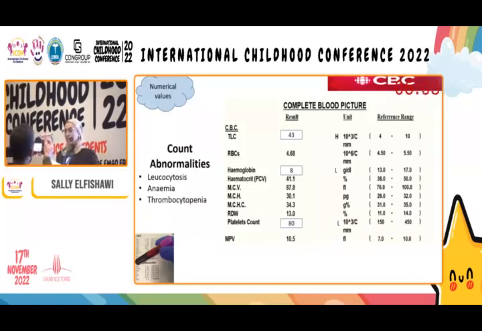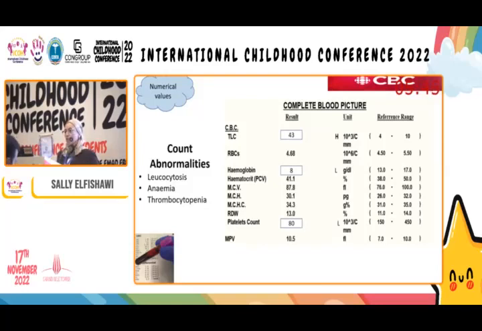As you can see, the patient has a high TLC. It's 43,000, and he is anemic, hemoglobin 8, with thrombocytopenia. Now we have all 3 lineages affected. We have an increase in the white blood cell count, the anemia, and the thrombocytopenia.